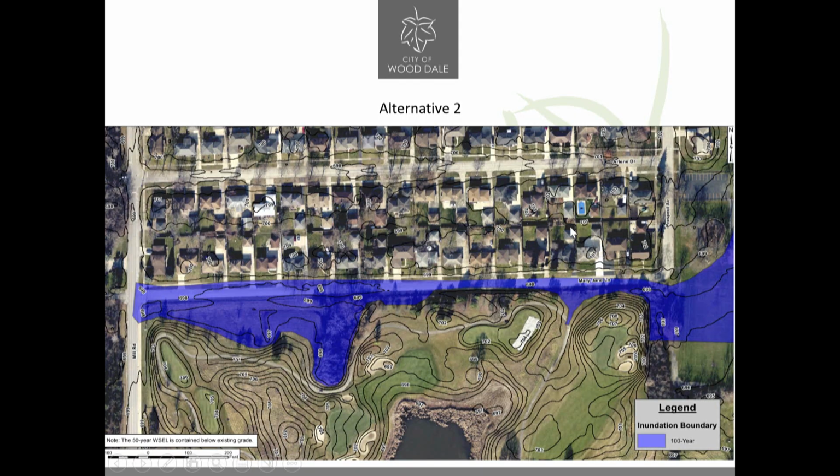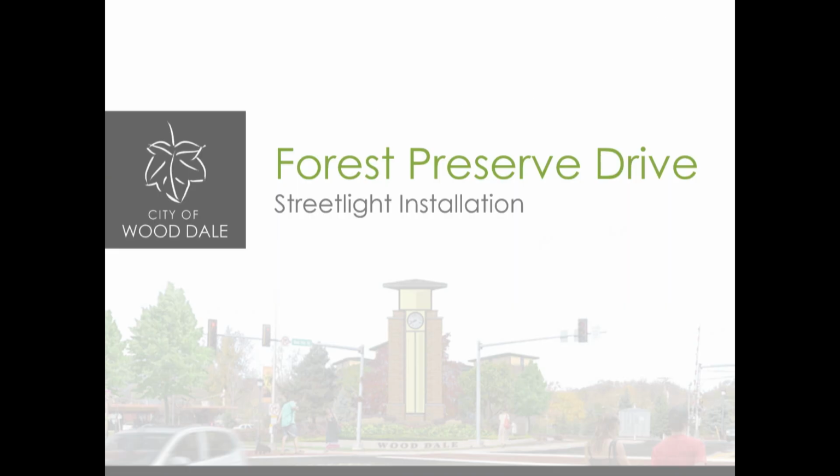And this is the new inundation map. You'll see no change really to the 100-year flood, but that area that was hatched for the 50-year flooding areas is now gone. So there's no flooding during a 50-year event in this alternate. That's all I have. Any questions?